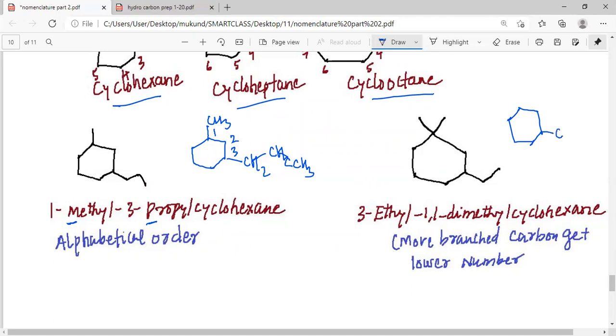Same way, my dear students, if you look into this compound, you will realize that you have cyclohexane, then you have CH2 and CH3, which is an ethyl group. Then you have 2 methyl groups on this carbon. So we can say this is the first carbon, this is second, third, fourth, fifth, and sixth. And thus we can write on the third we have an ethyl group. So it's a 3-ethyl-1,1-dimethyl cyclohexane. You can see that the more branched carbon gets the lower number.